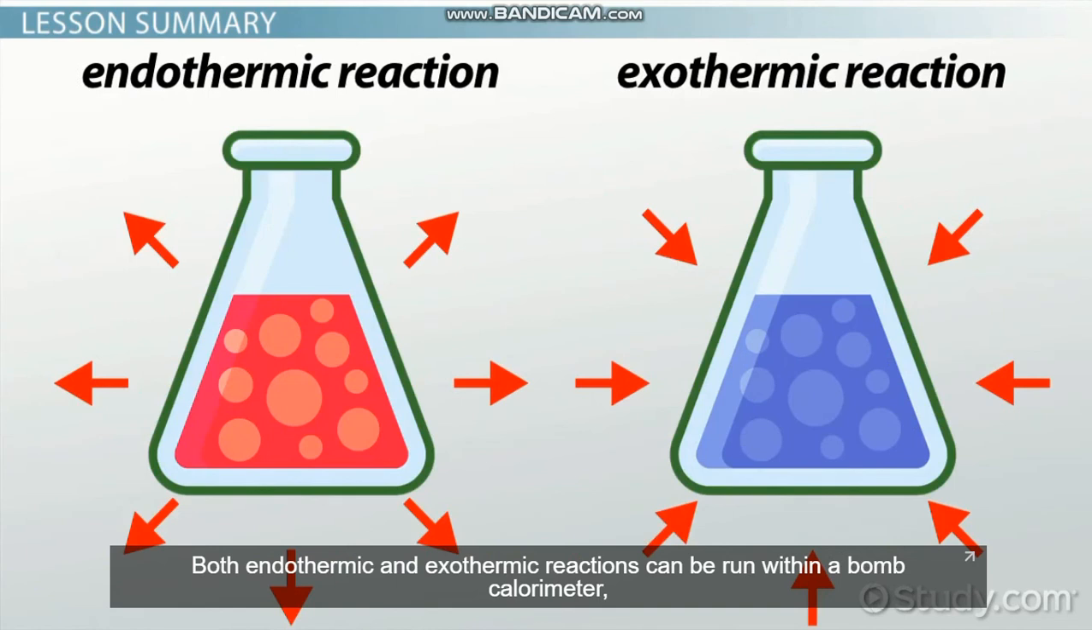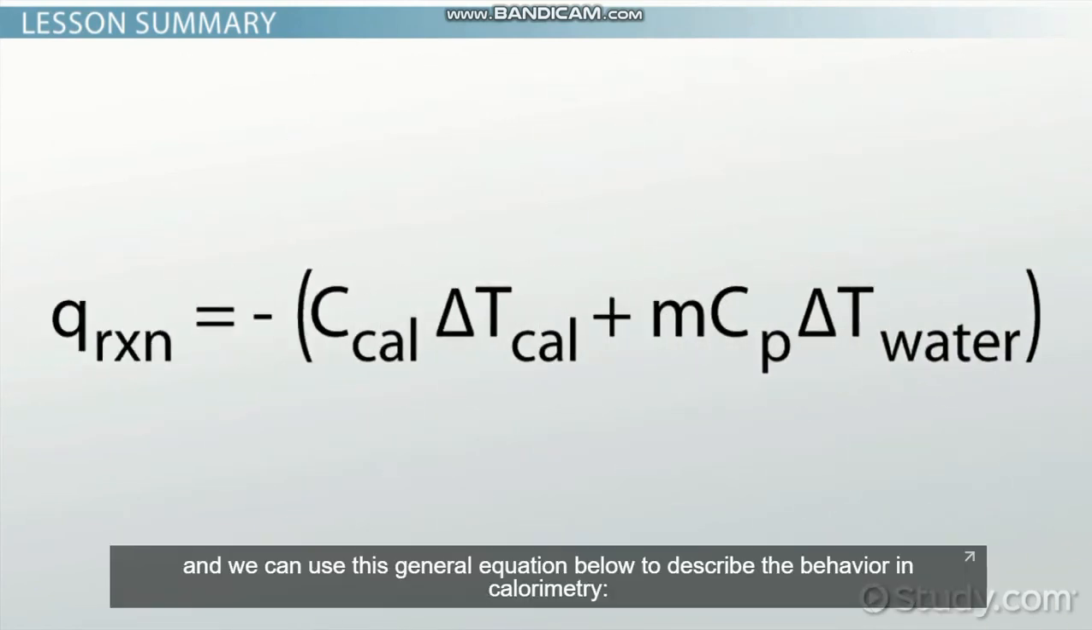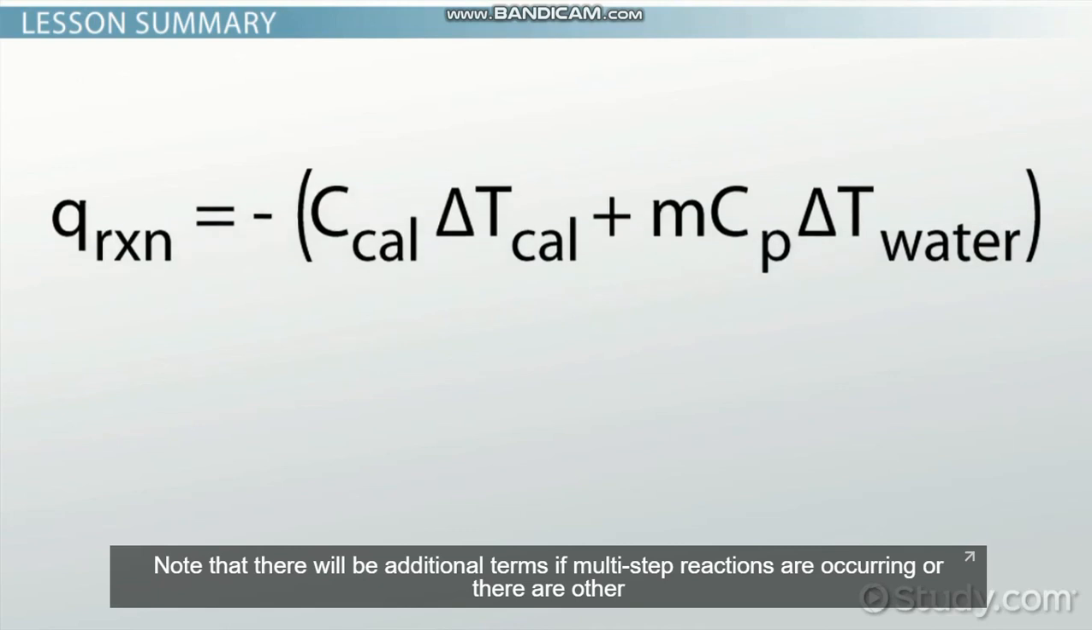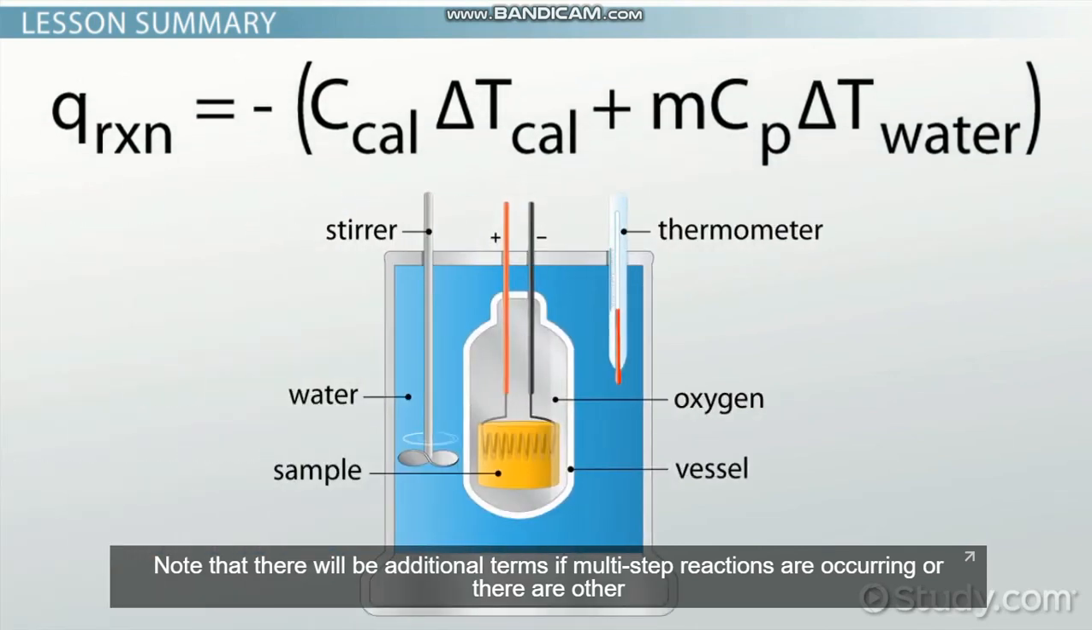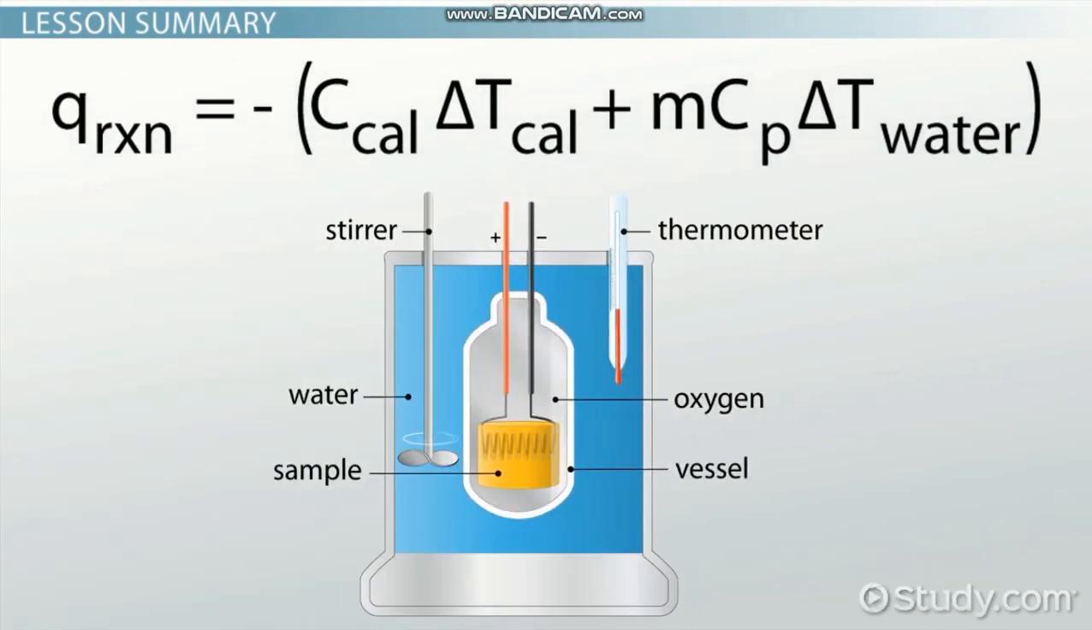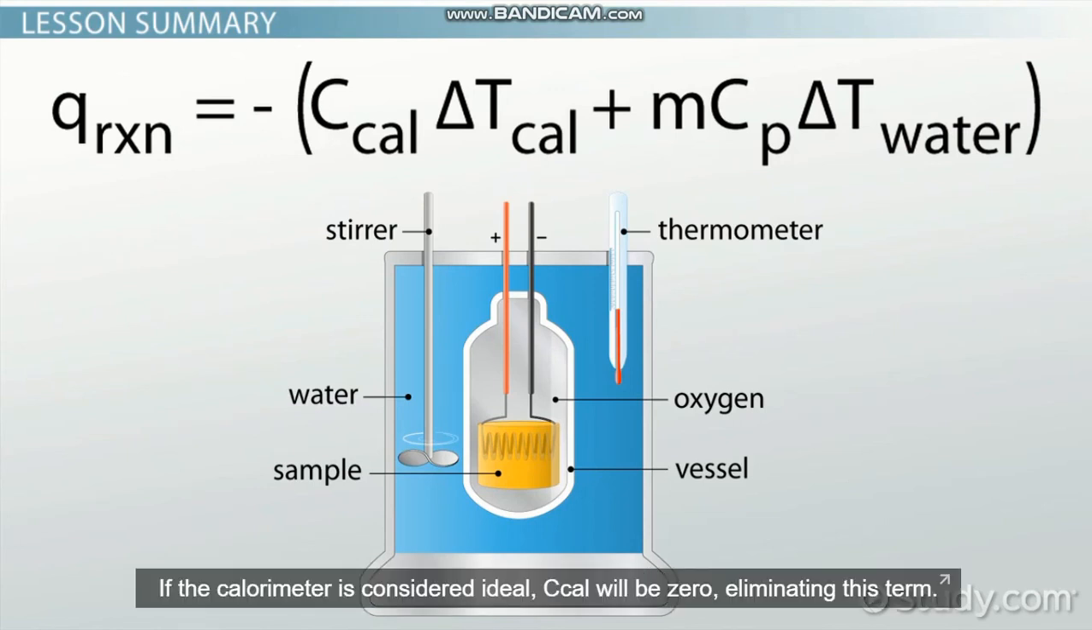Both endothermic and exothermic reactions can be run within a bomb calorimeter, and we can use this general equation that's appeared on your screen to describe the behavior in calorimetry. Note that there will be additional terms if multi-step reactions are occurring or there are other components within the calorimeter. If the calorimeter is considered ideal, Ccal will be 0, eliminating this term.